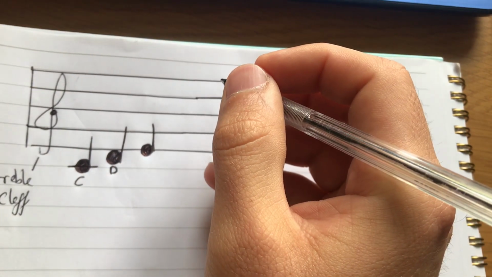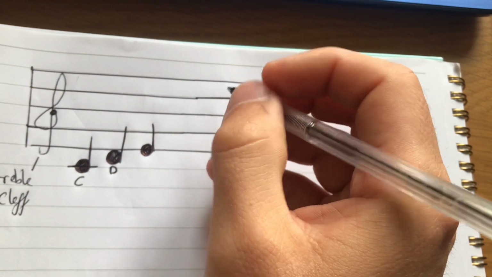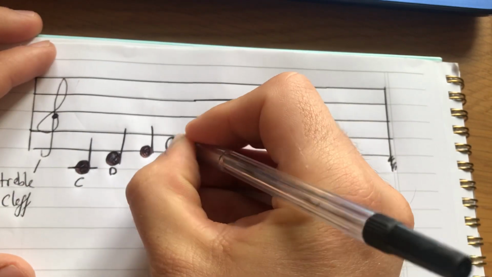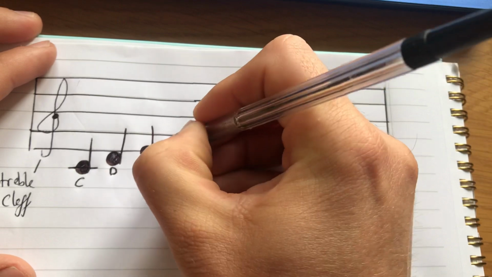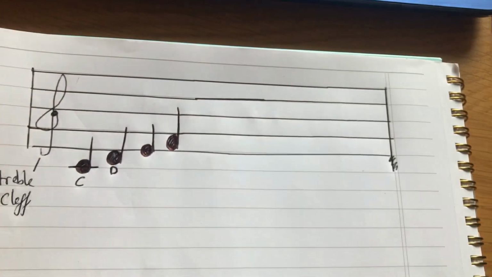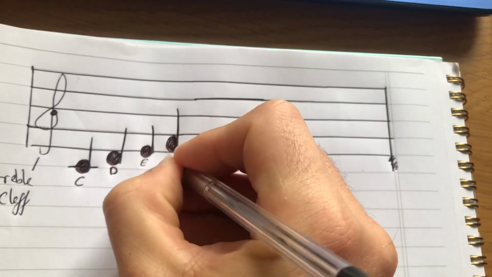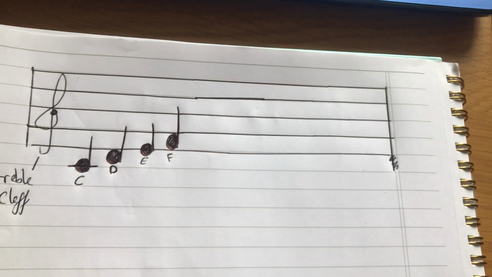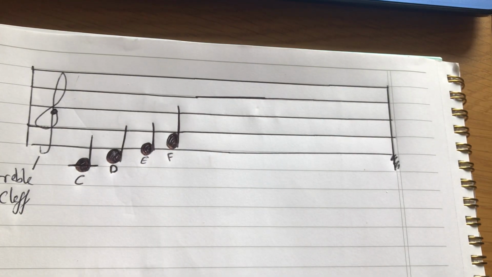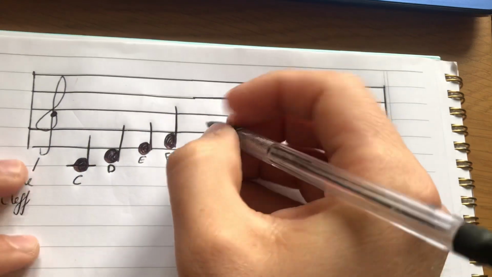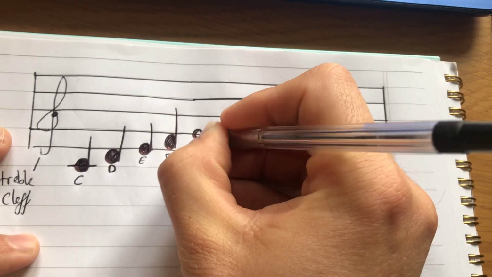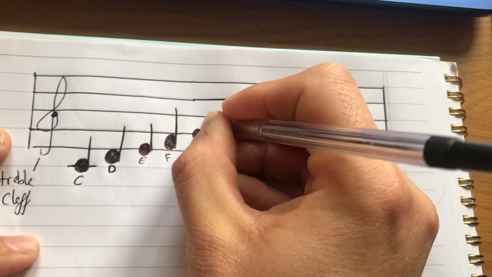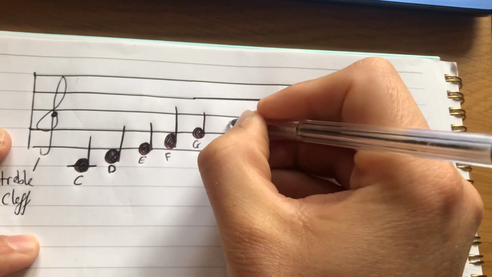F is then in the space. And obviously these are all the same size, and you can have music that's very tiny. E, F. And you can probably work out the rest. G, and then A.